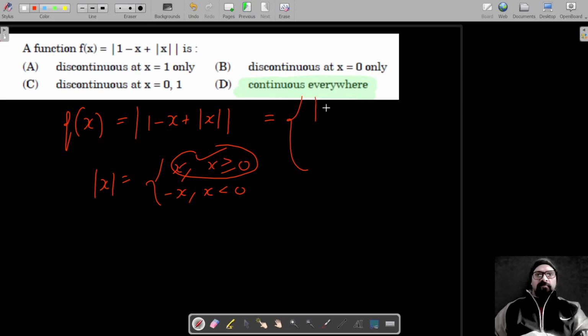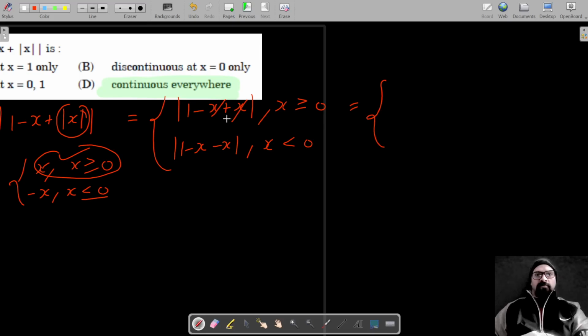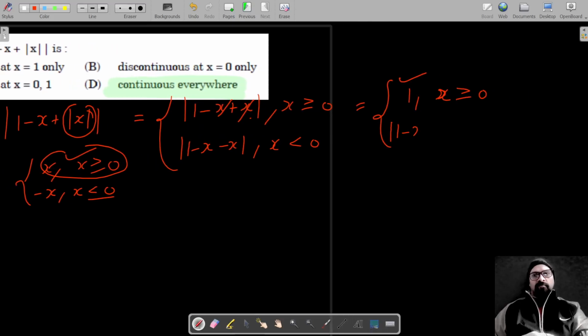So this function becomes 1 minus x plus, now, when x is greater than or equal to 0, this modulus of x is x, and this gets reduced to 1, and it's modulus of 1. When x is less than 0, this value is negative x. So finally, our function breaks into, so modulus of 1 is 1. So when x is greater than or equal to 0, the value of the function is 1, and the other value is modulus of 1 minus 2x when x is less than 0.